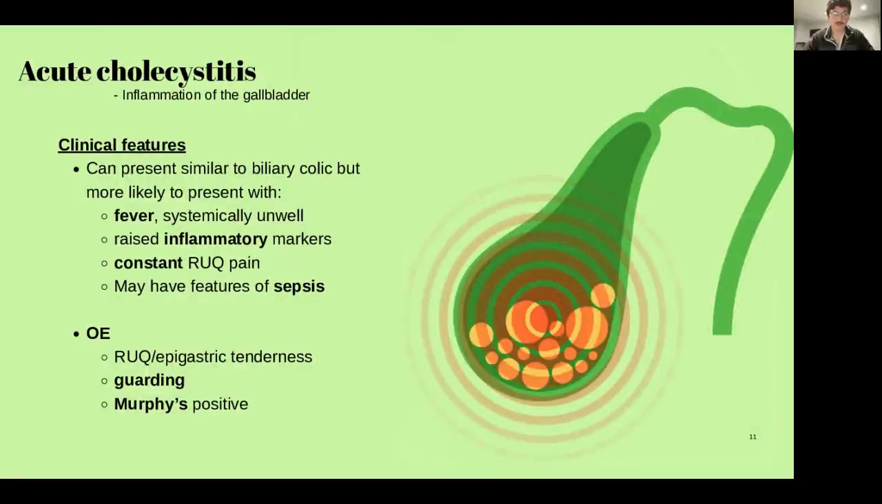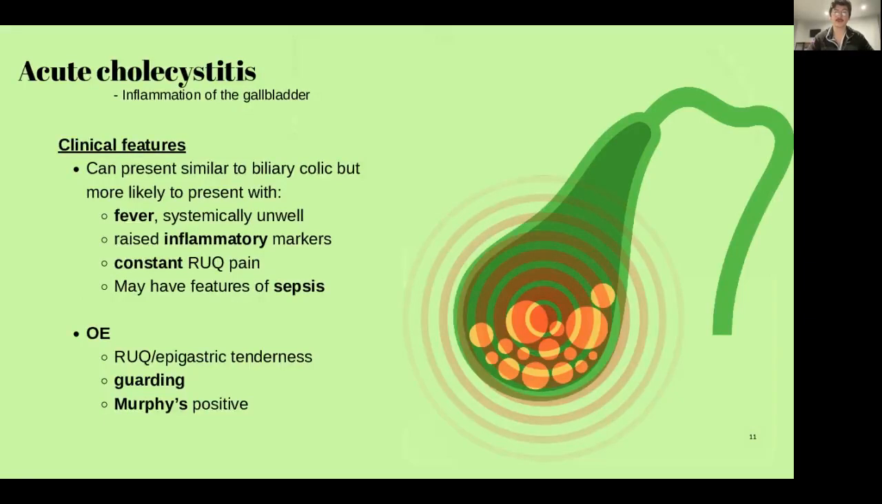Okay, so acute cholecystitis then. It's an inflammation of the gallbladder. It presents similarly to biliary colic, but as we've discussed with the question, you get those features of being systemically unwell: the fever, the raised inflammatory markers, so the raised white cells and CRP, and the constant rather than intermittent colicky right upper quadrant pain. And also just watch out for features of sepsis.